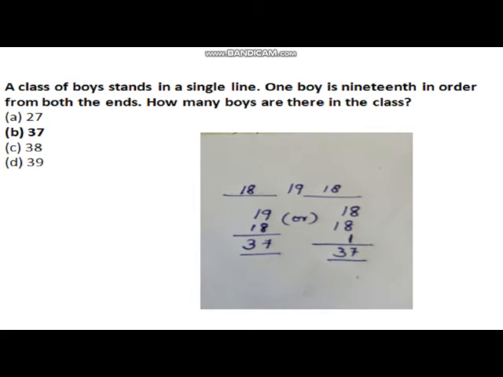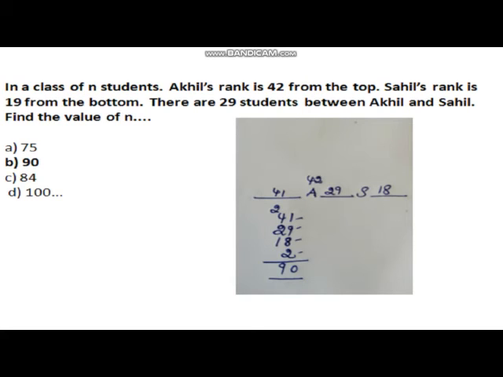Next question. In a class of n students, Akhil's rank is 42 from the top, so 41 persons before him. Sahil's rank is 19 from the bottom, so 18 persons after him. There are 29 students between Akhil and Sahil. Find the value of n. So 41 plus 29 plus 18 plus Akhil plus Sahil. Totally 90 students.